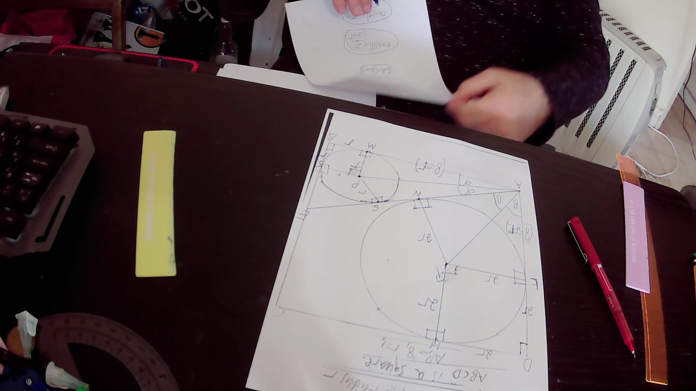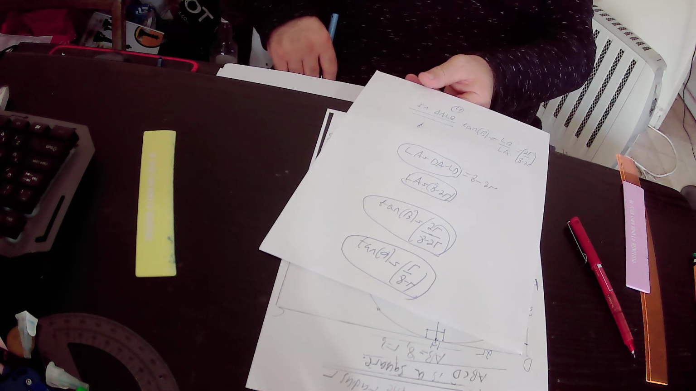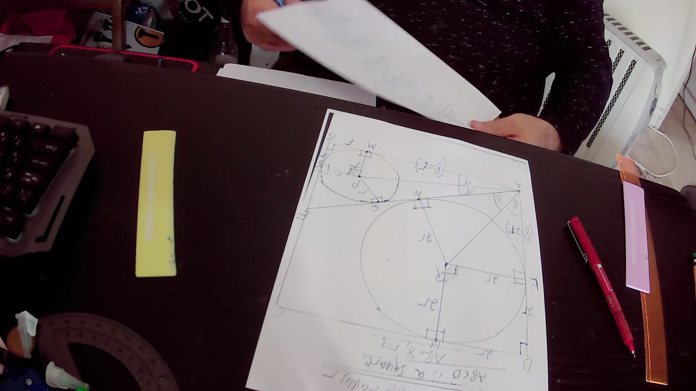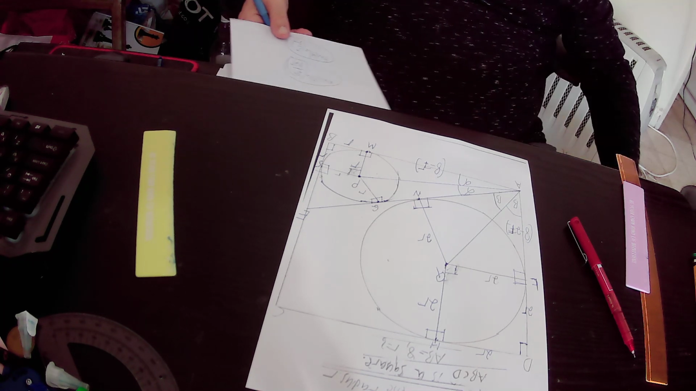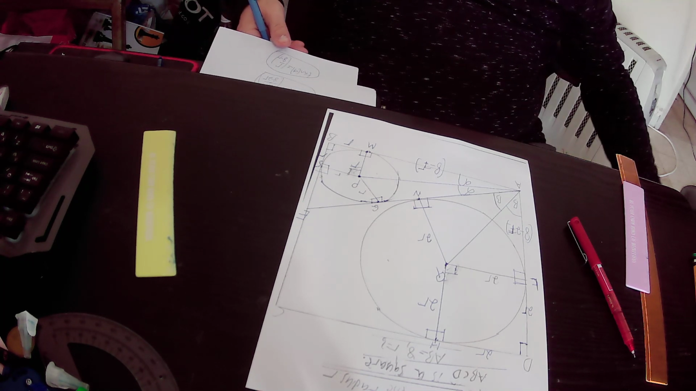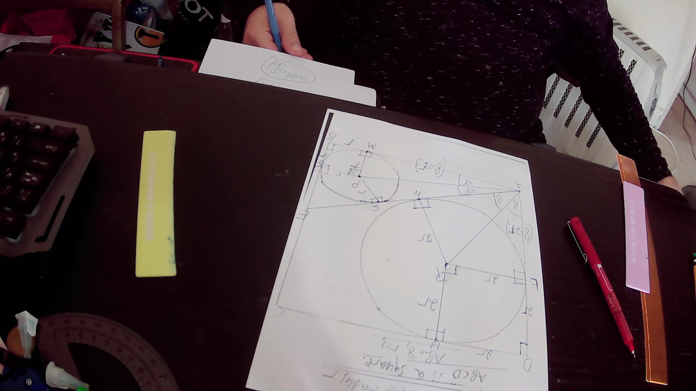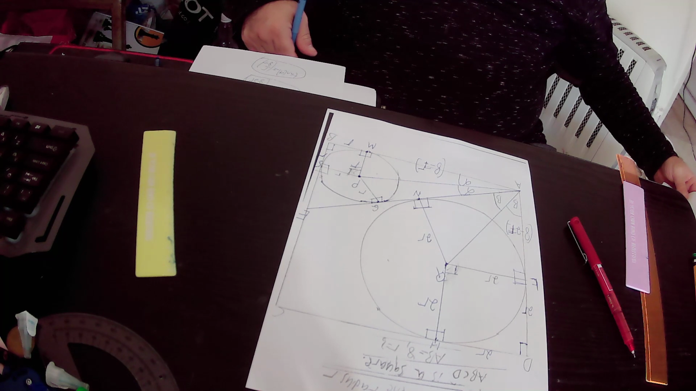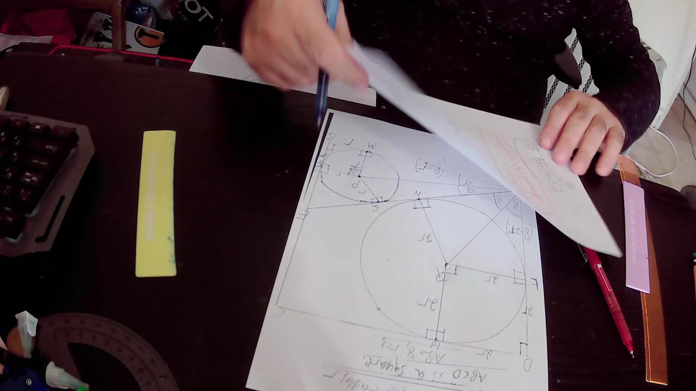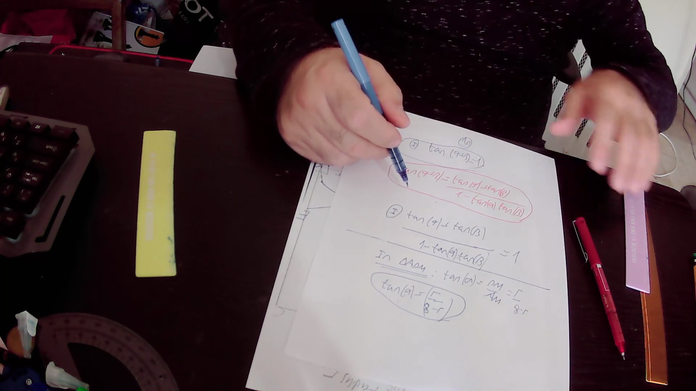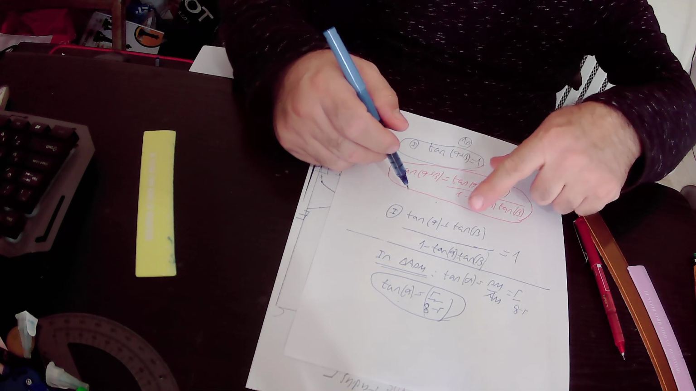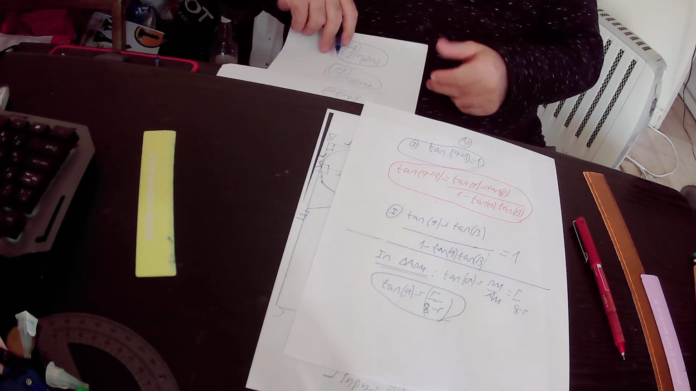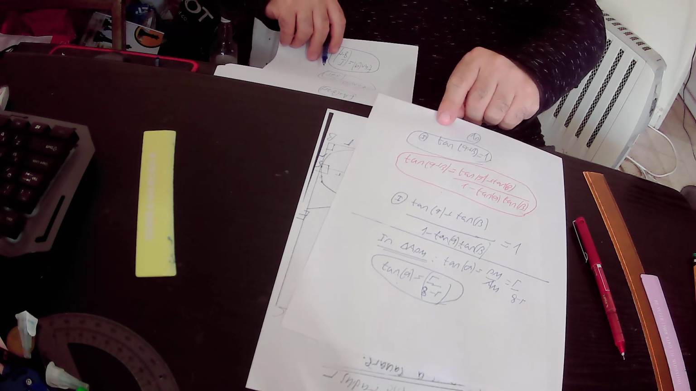Okay, so we found out the values of tangent alpha and tangent beta. So in the next step we will substitute tangent alpha and tangent beta in this equation number 1 by the values that we found for tangent alpha and tangent beta.